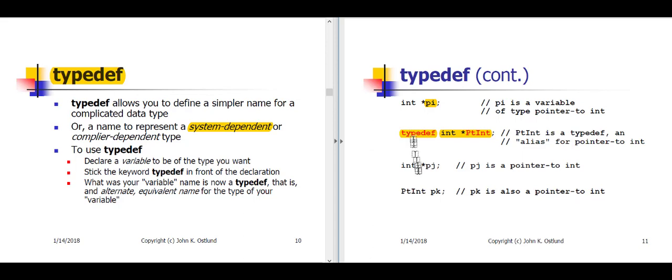Okay, so later in my code, if I say pointInt pk, that says that pk is a pointInt, and a pointInt in turn is a pointer to int. All right, so pk here at the bottom of slide 11 is a pointInt, which is a pointer to int. pj above it, above pk, is also a pointer to int. So a typedef is not a new type. It's simply an alternate name for some data type description. And this example of using pointInt instead of int space star is intentionally trivial.